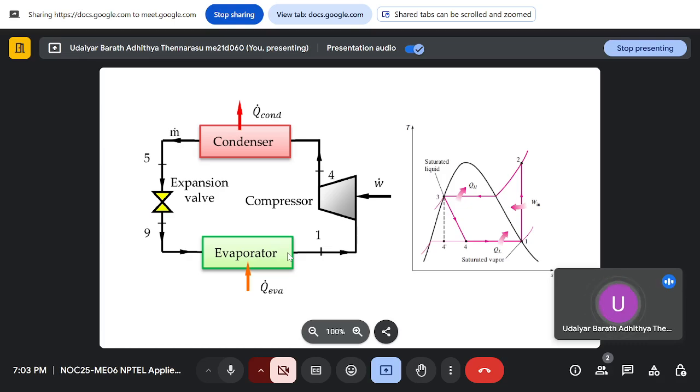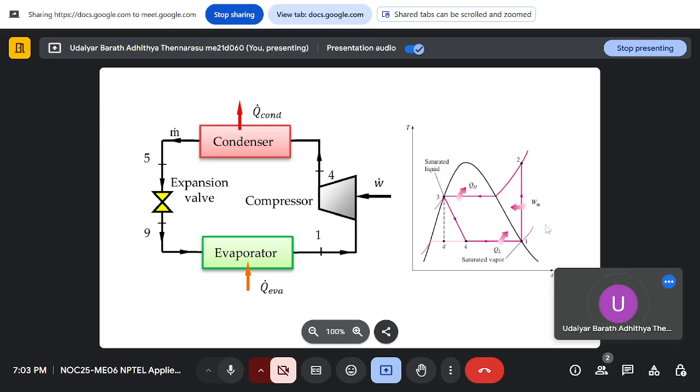So heat is taken out in a refrigerator. If you see, the cycle somewhat closely resembles your Rankine cycle, just that the process is reversed, the cycle is reversed. So here the turbine is now replaced with the compressor, and the cycle is going the other way around.